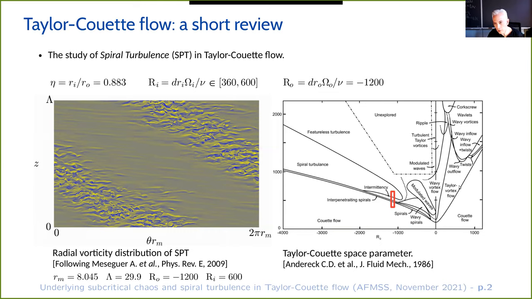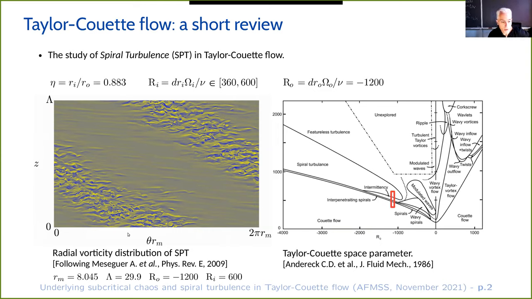You may have Taylor vortex here, you have wavy vortex here, you may have modulated waves here. And spiral turbulence appears in the counter-rotating region, all in this region, okay? And in particular, we are going to focus within this region of the parameter space. We are going to explore this region of parameter space. So this is outer Reynolds number minus 1200 and inner Reynolds number between 360 and 600.